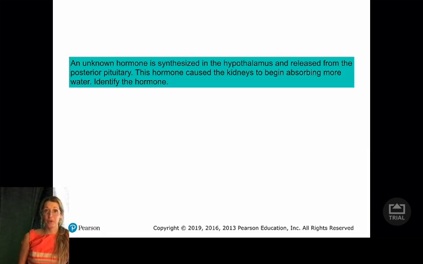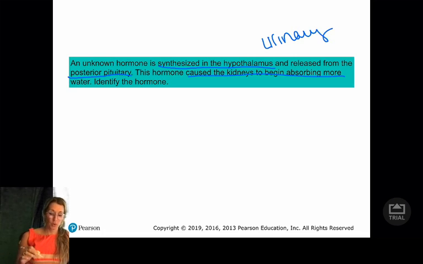Okay, so hopefully you came up with vasopressin. The way you get that is it's synthesized in the hypothalamus. So it has to be a hormone that is stored rather than produced. So that would be the posterior pituitary. Released from the posterior pituitary. It's not produced by the pituitaries. So it's synthesized in the hypothalamus, released from the posterior pituitary. It caused the kidneys to absorb more water, and so it needs to be the one that affects the urinary system, and that would be vasopressin or antidiuretic hormone.